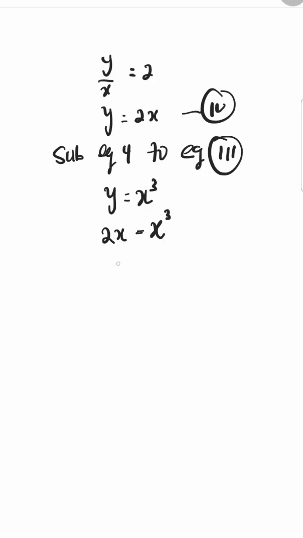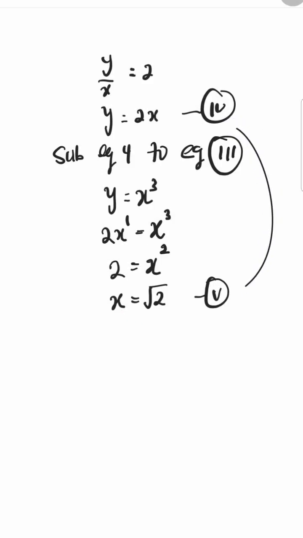So we can write this as 3 minus 1, we have 2 equals x squared, right? So x equals, when we take the square root of both sides, root 2. Now we can substitute x equals root 2 into equation 4. So this is equation 5 now. So substitute equation 5 into equation 4.